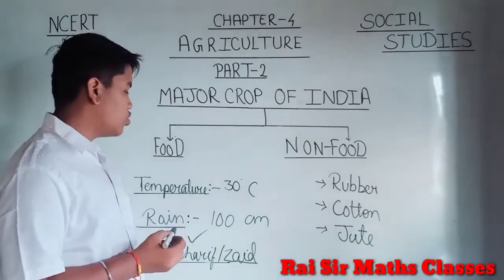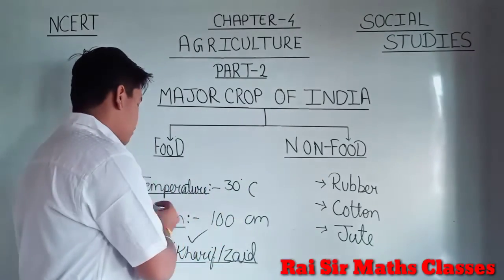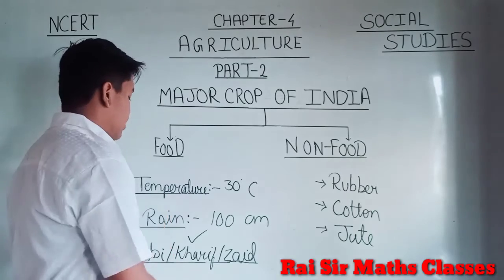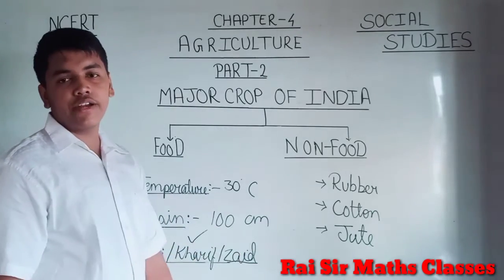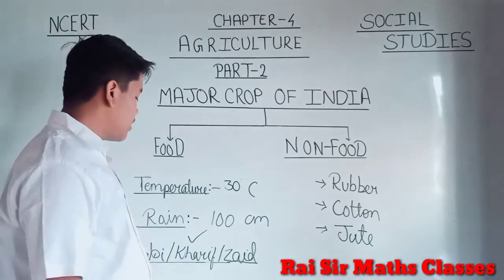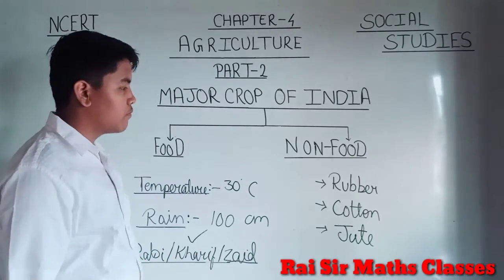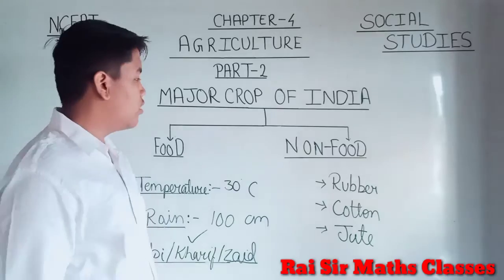So this is jute. Jute requires high temperature, 30 degrees Celsius, and more rainfall, 100 centimeters annually. It is a kharif crop. So that is all about the non-food products.